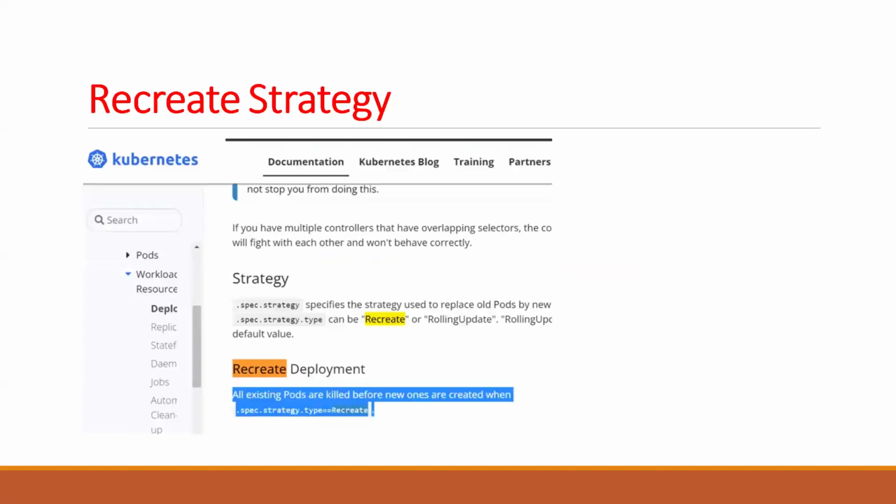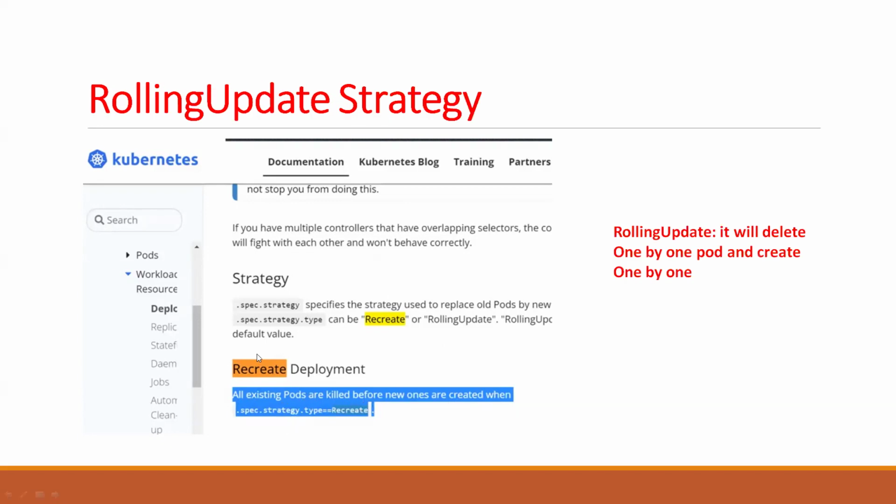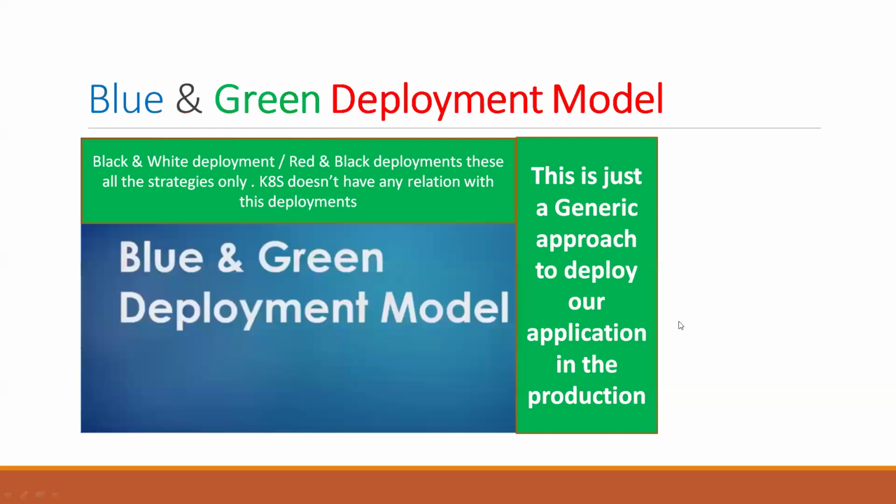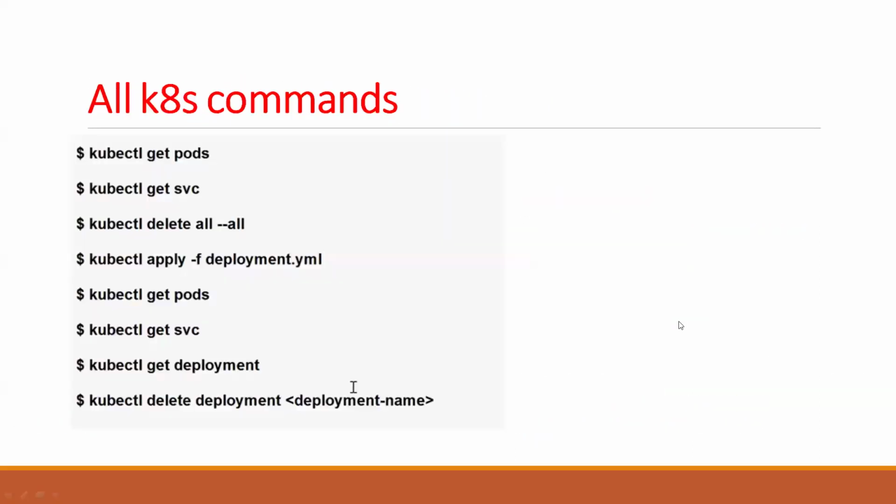So the strategies are recreate and rolling update. With recreate, all existing pods are killed before new ones are created. With rolling update, it will delete one pod at a time and create one at a time, one by one. Guys, understood?